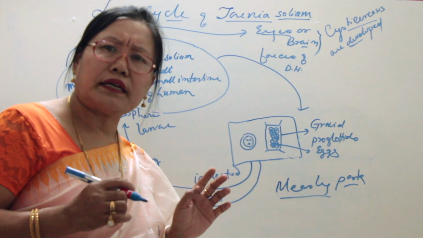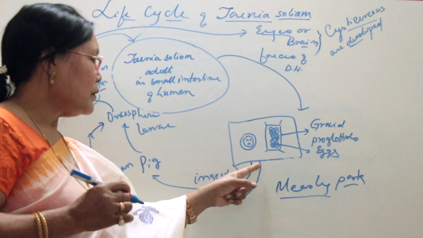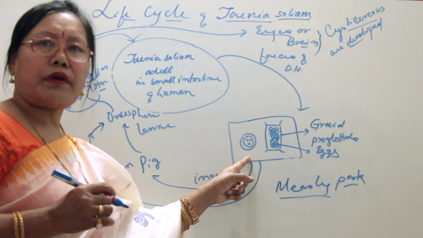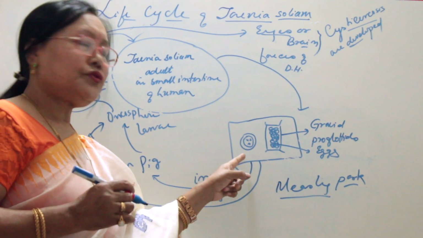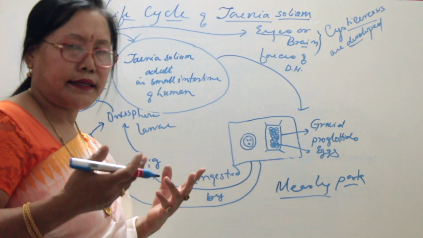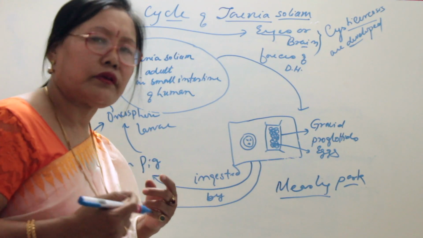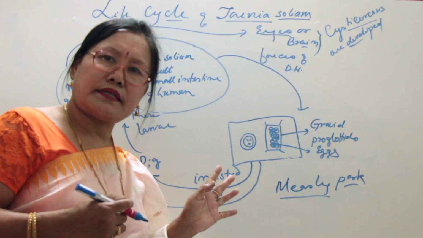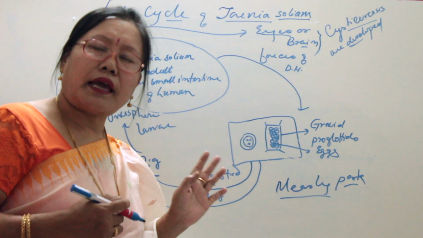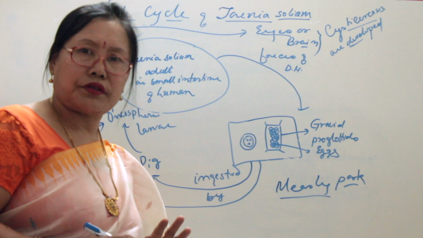In case of the secondary infection, accidentally when the eggs are present in the environment through contaminated water or contaminated hands, they can be ingested by the human being itself. So for this parasite, the human being acts as a definitive host as well as an intermediate host.